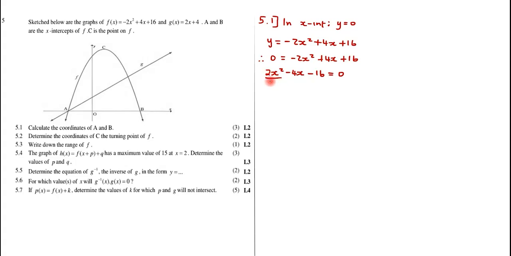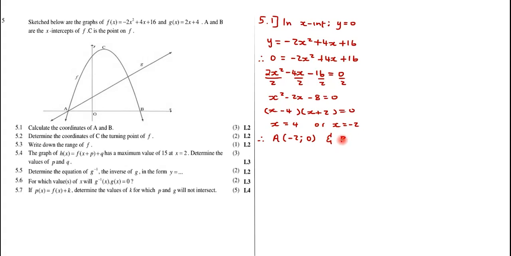Then I will divide this by 2, which gives me x squared minus 2x minus 8 equals 0. Then we factorize here. The factors will be x and x, and then 4 and 2. Then I'm going to say minus plus, and x is going to be 4 or x is going to be minus 2. From here, we can see that A is minus 2 comma 0, and B is 4 comma 0. All right, that's how we get our first answer.